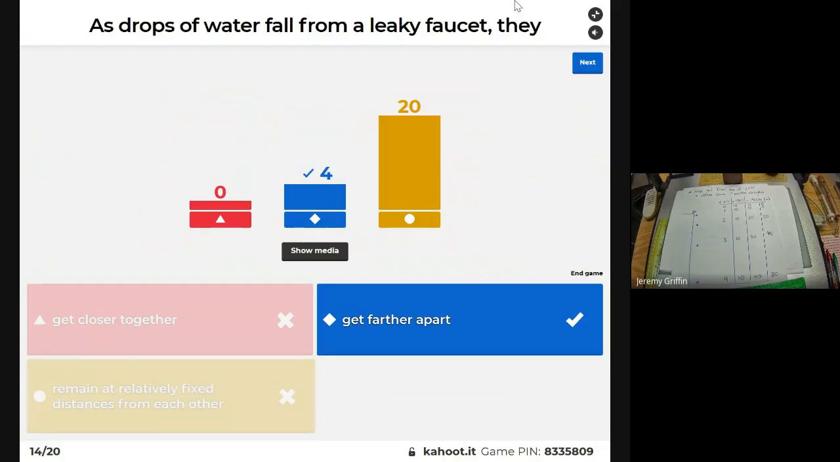Seconds. Yes. Okay, I think you guys could use more time. Okay. All right. I'm sure if I put 20 seconds, you guys would have got that.